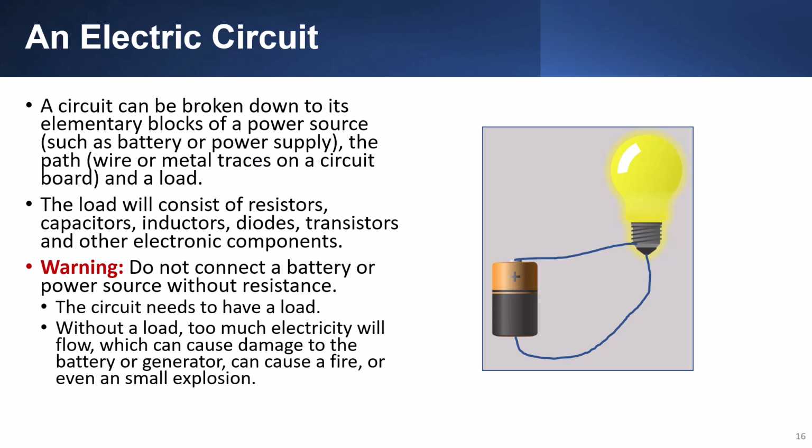A circuit can be broken down to its elementary blocks that include: 1. A power source such as a battery or power supply, 2. The path such as a wire or metal traces on a circuit board, and 3. A load. The load will consist of resistors, capacitors, inductors, diodes, transistors, and other electronic components.